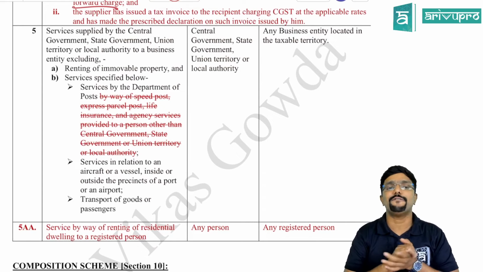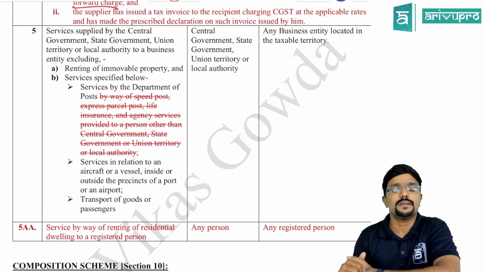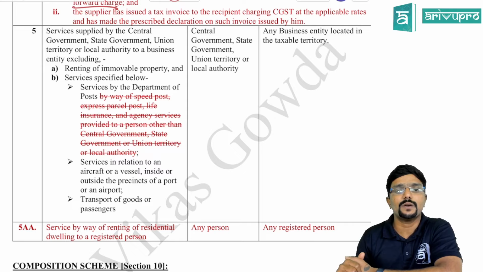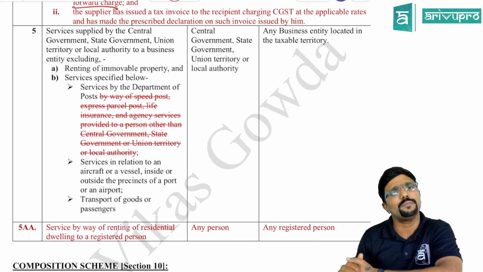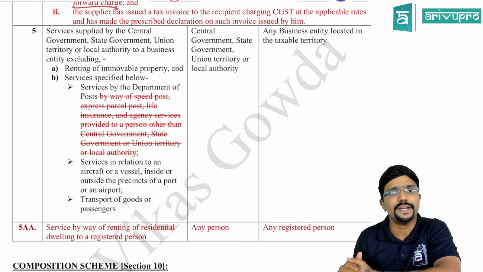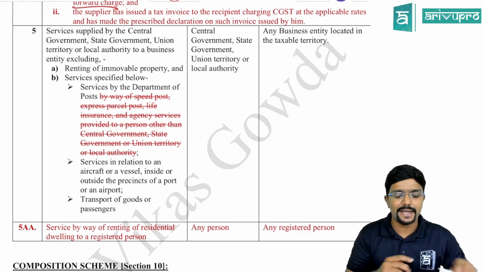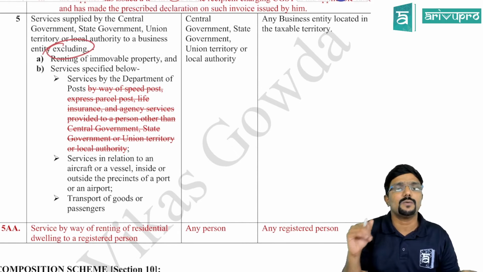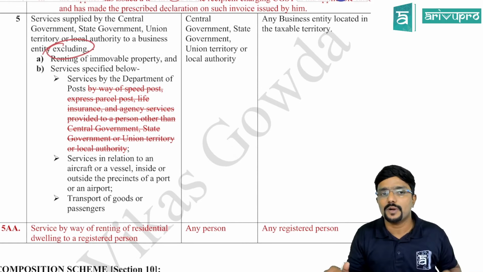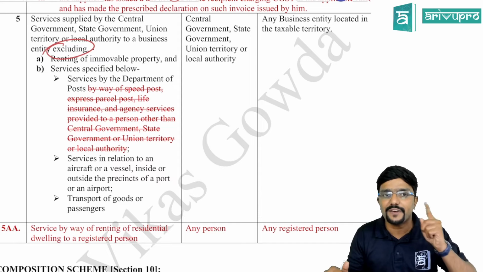Then coming to entry 5. Services supplied by central government, state government, union territory or local authority to a business entity was taxable under RCM. Who has to pay tax? Business entity who is located in taxable territory. But excluding the following, means in the following cases, RCM is not applicable. What was that? Renting of immobile property, then services specified below.